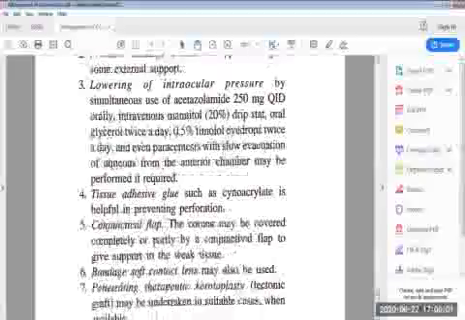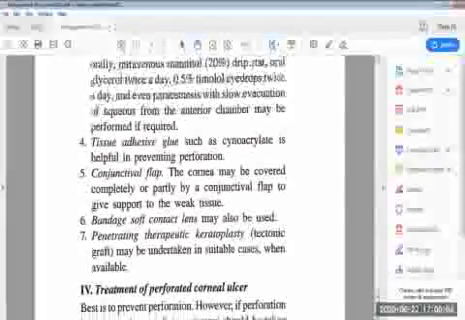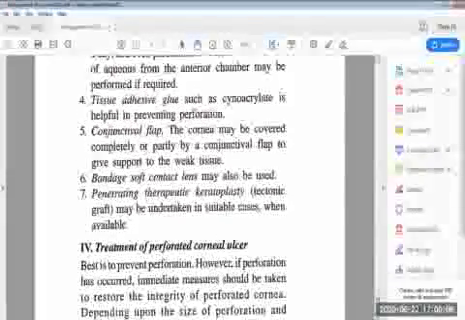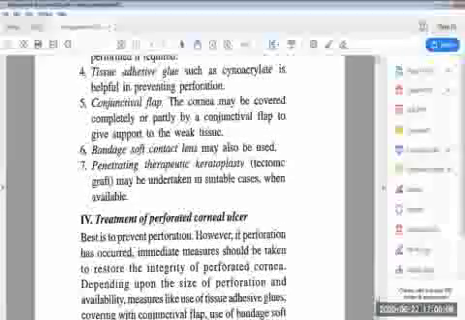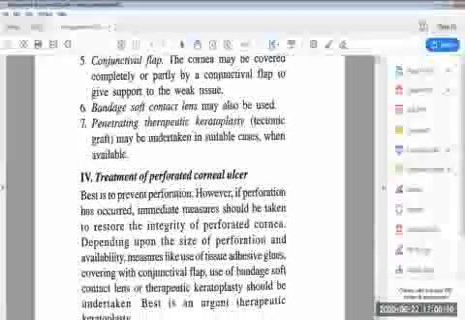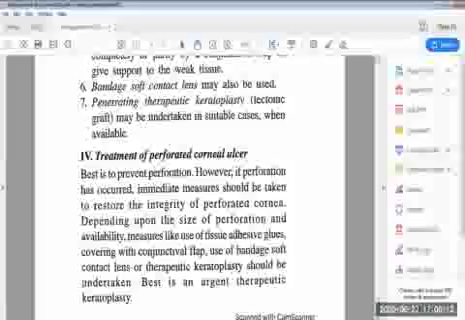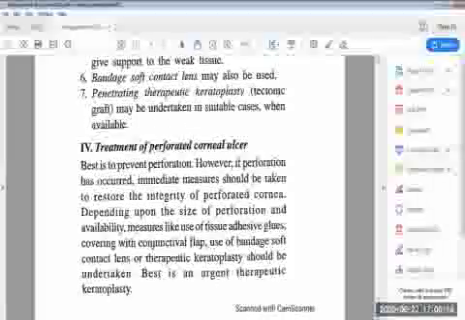Then tissue adhesive glue can be used. A conjunctival flap gives support to the weak tissue. A bandage soft contact lens and penetrating therapeutic keratoplasty should be done. Then last is the treatment of perforated corneal ulcer. The best is to prevent perforation.